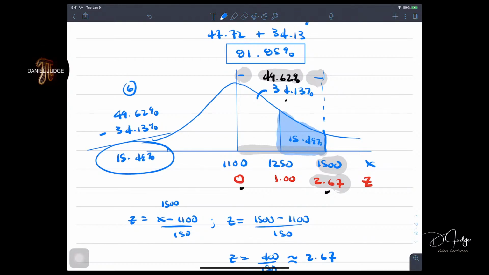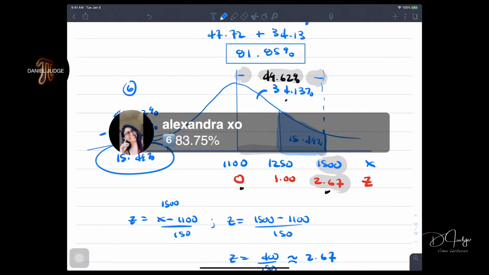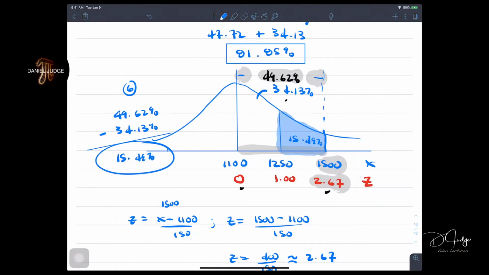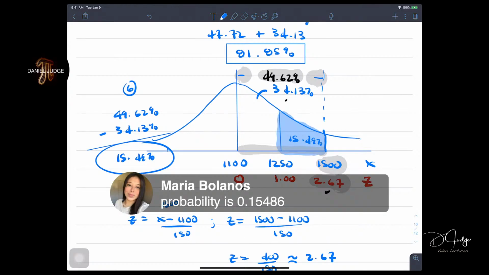So double check. This is the last one, number 6. I'm getting some different answers here. Look at this here. 83.75%. No. Yeah, 15.49. That's as a probability, but as a percent, it'll be 50. You know, that's a probability value, Maria.